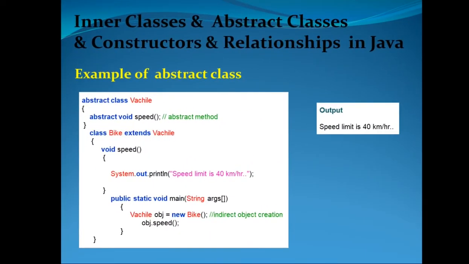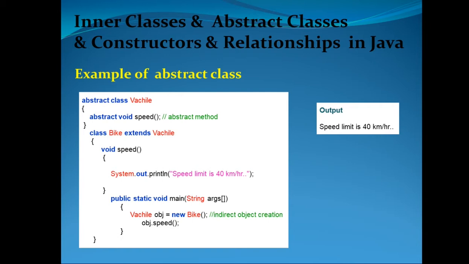This is the example of abstract class. Here we have abstract class Vehicle, with the abstract void speed method. This is the abstract method. Here we have the class Bike, which extends the abstract class Vehicle, and we have the void speed method. After that we print the value: speed limit is 40 km per hour. Here we have the public static void main(String[] args) method.